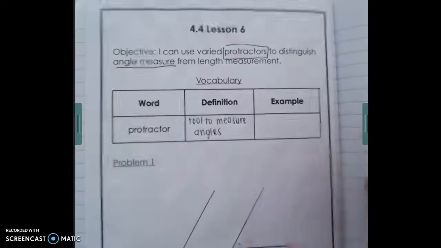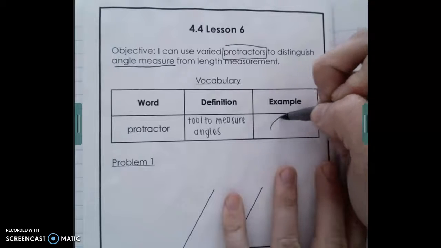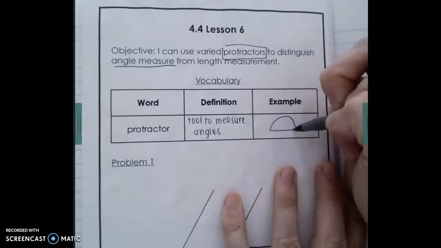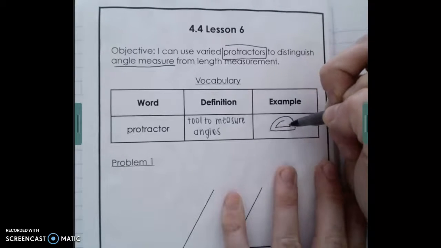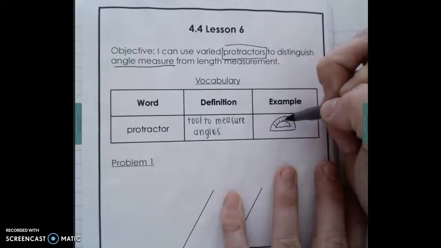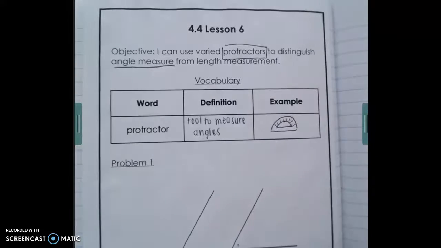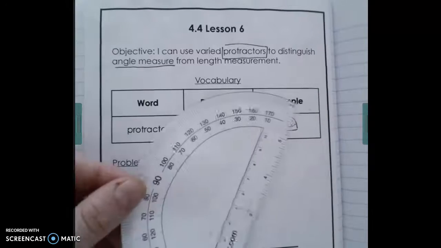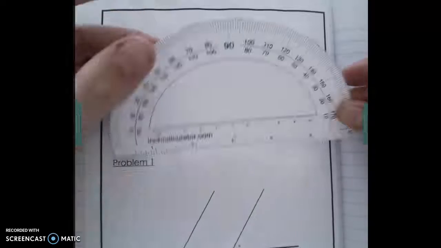So we've made 2 in class. We've used our plastic ones. Remember, they look almost like a semicircle, or they could be a whole circle with some cutout, and they've got all the degrees going around. So we're going to practice using them today. You have a paper one, so I just cut mine quickly out.